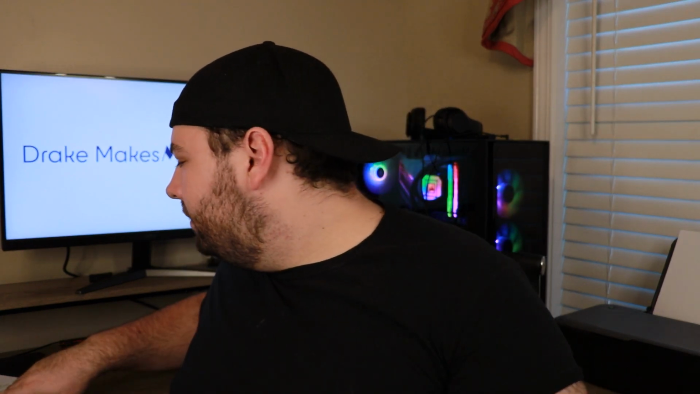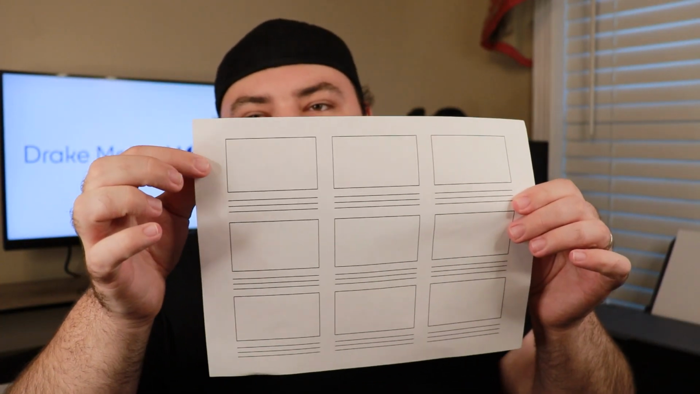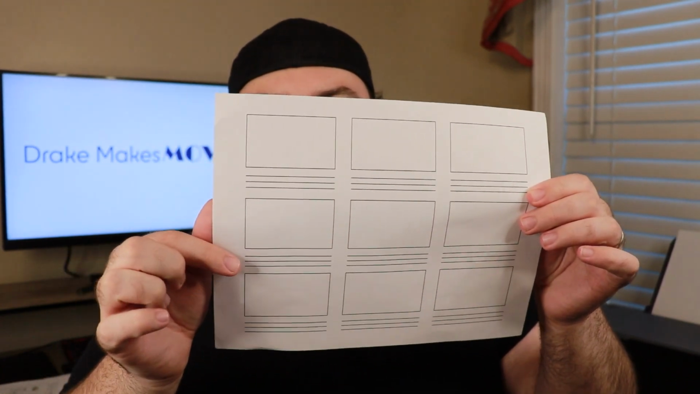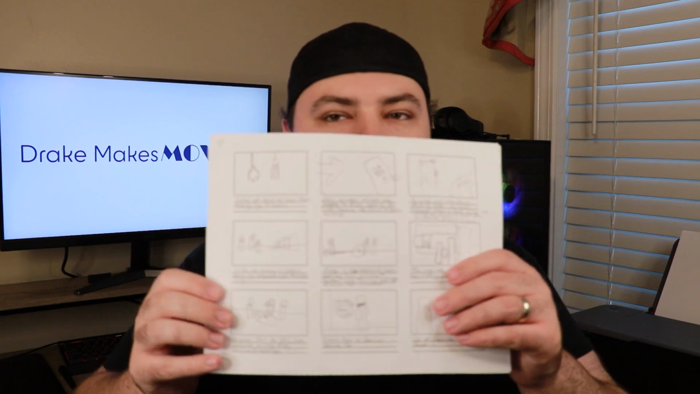You can start with a template that looks like this. You'll see you've got your squares that you use to draw your images, and then underneath it you have little lines that you can use to describe what's actually happening in the shot. So what you do is you go through your script and you essentially do a shot-by-shot version of your script using still images instead of moving images. So I've done a very rudimentary storyboard for Fitting In.